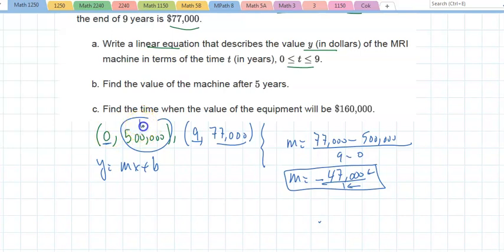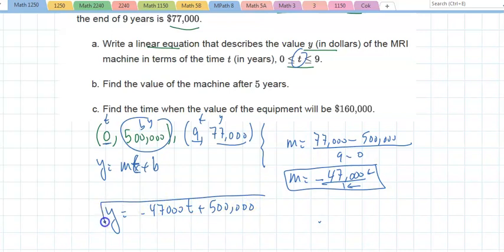Notice that I have the y-intercept, so this is b. So the equation here is y equal, and they like t instead of x, not a big deal, because this is t, this is y. Y equals negative 47,000 t plus 500,000. And if you're not seeing this, you could use y equal mx plus b, and you would notice really quickly if I replace y by 500,000 and t by 0, right? I will get just b, which is 500,000.